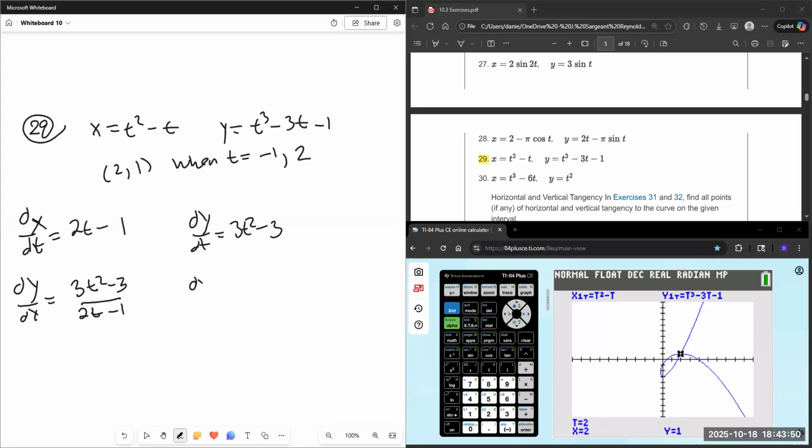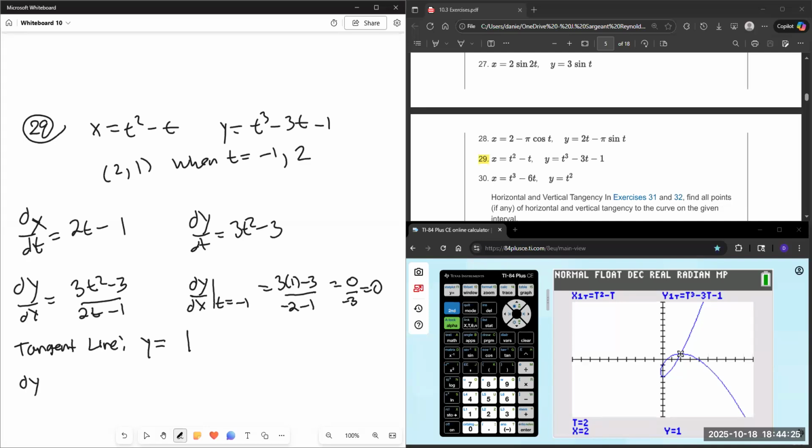And dy/dx when t equals -1 is 3 times 1 minus 3 over -2 minus 1. That's 0 over -3, which is 0. And that does look like the horizontal tangent line to me. So my tangent line here is y is equal to 1.